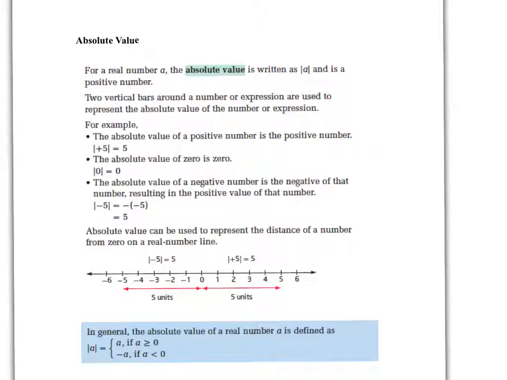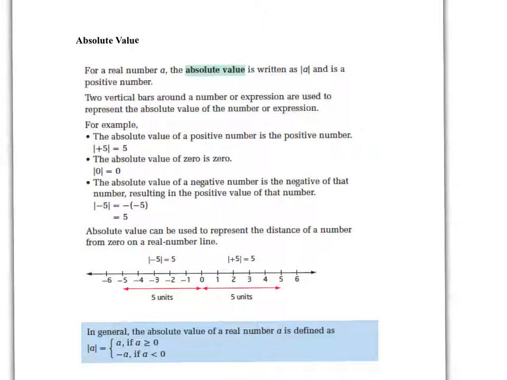Absolute value. For a real number A, the absolute value is written as this right here. It's an A with two vertical lines around it and is a positive number. Two vertical bars around a number or expression are used to represent the absolute value of a number or expression. For example, this gives you the absolute value of positive 5.